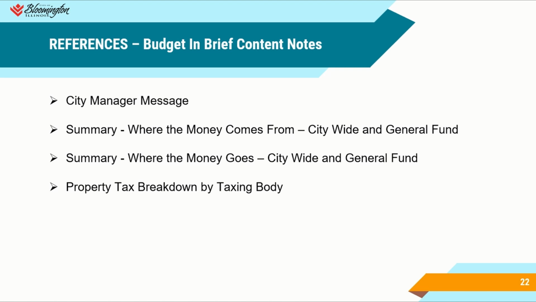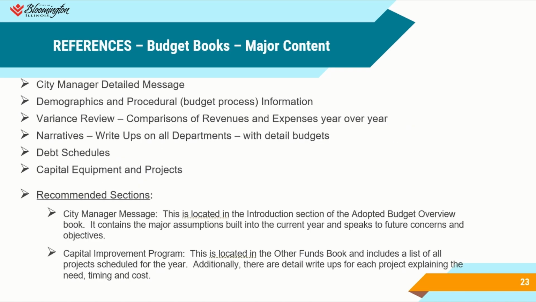Included in the budget and brief is a city manager message, a summary of where the money comes from, citywide and general fund related, where the money goes, and a property tax breakdown by the individual taxing bodies. References in the budget books for major content include a city manager detailed budget message, demographics and procedural process information, a variance review of revenues and expense year over year, narratives for each individual department with budget details, debt schedules, capital equipment, and capital projects.